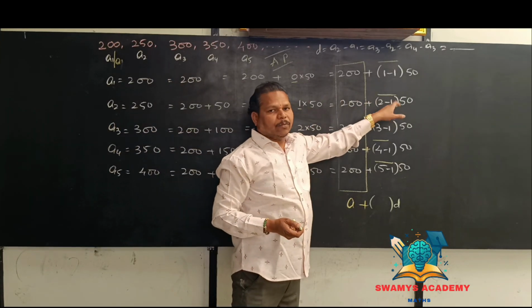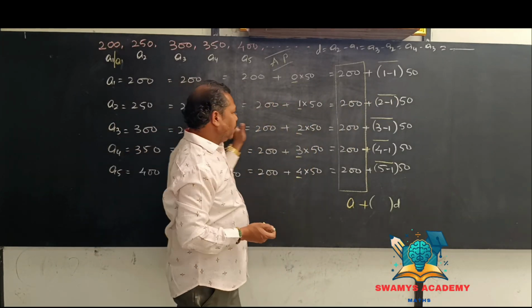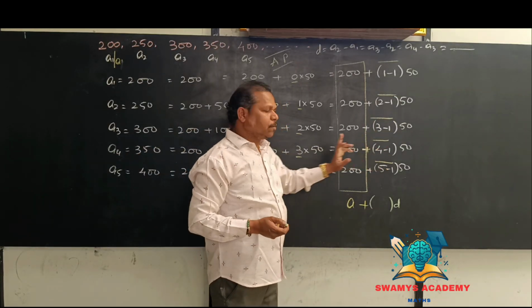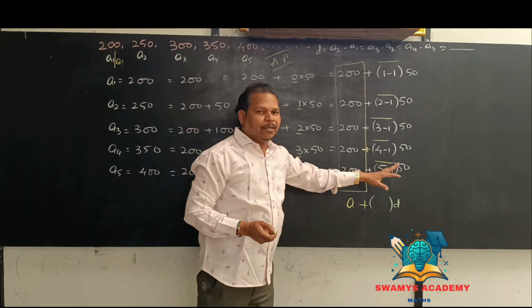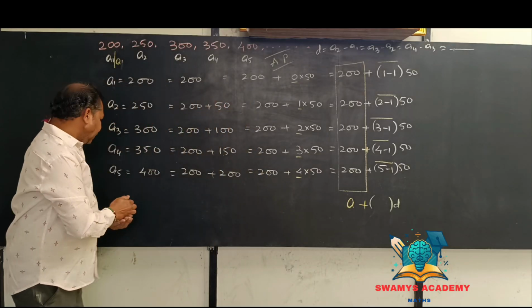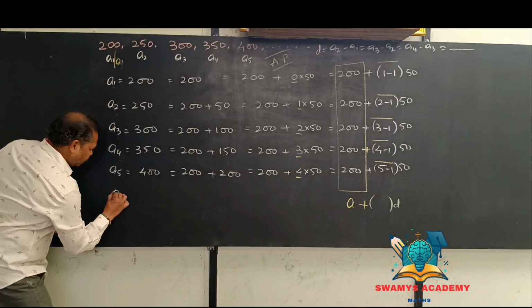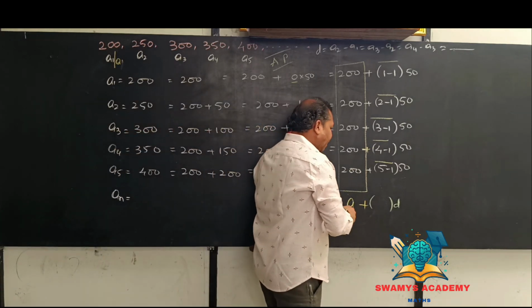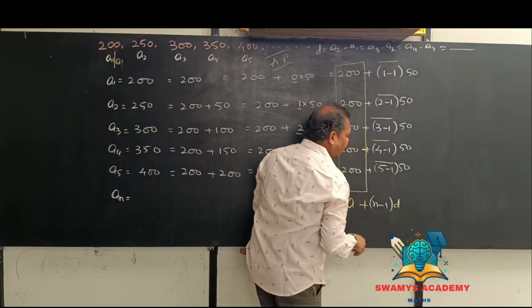So 2 minus 1. Third term, 3 minus 1. Fourth term, that is 4 minus 1. Fifth term, what is that here? 5 minus 1. In the same way, nth term. Nth term, what is here? n minus 1. Nth term means here n minus 1.